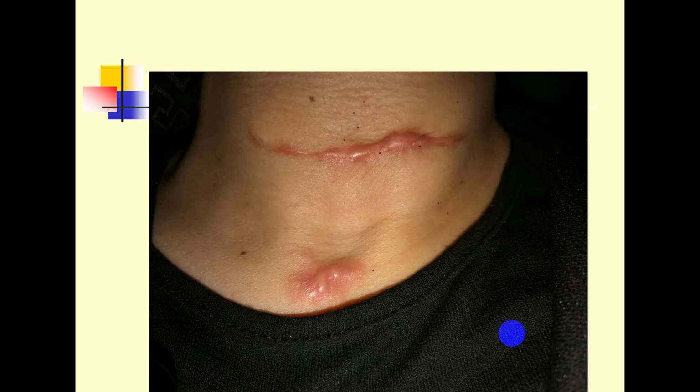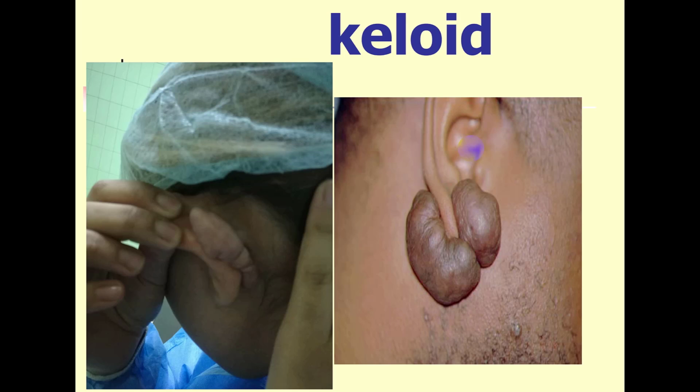Look at this scar of the collar incision, which is only minimally elevated, and also the scar at the site of the drain. This commonly subsides with time because it is a minimal scar, considered a hypertrophic scar.